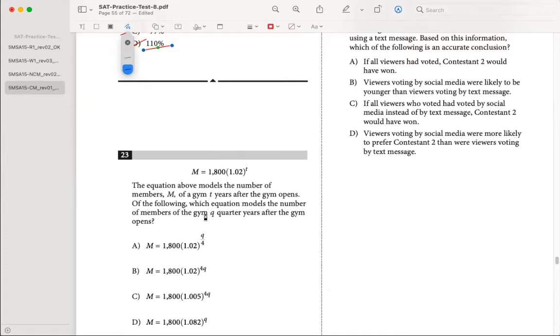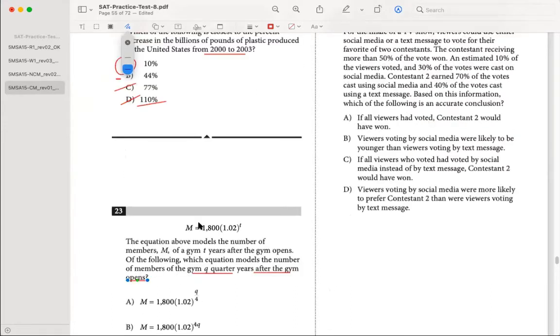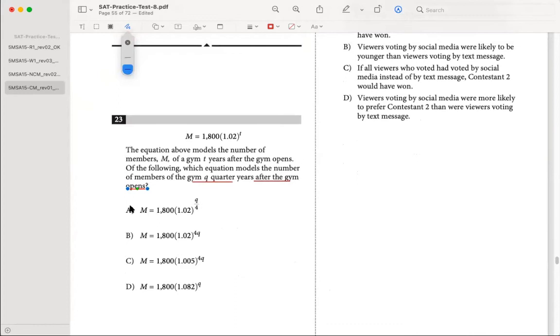Of the following, which quarters chat? So A, 23 is A, and yeah, that's the best one because it has to be divided by 4.